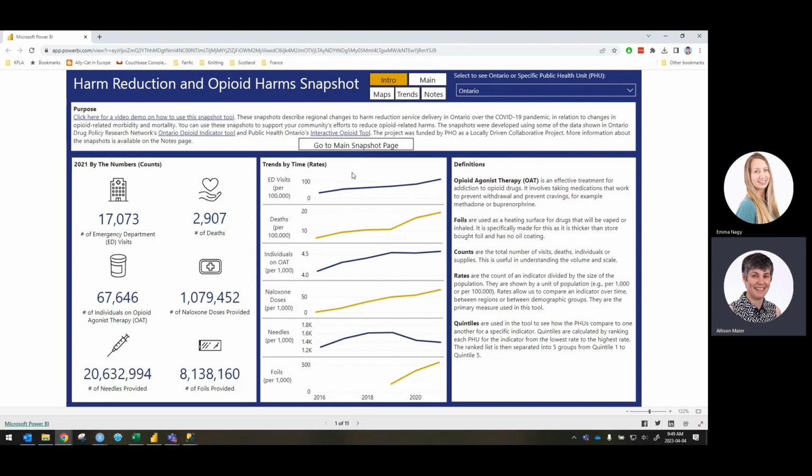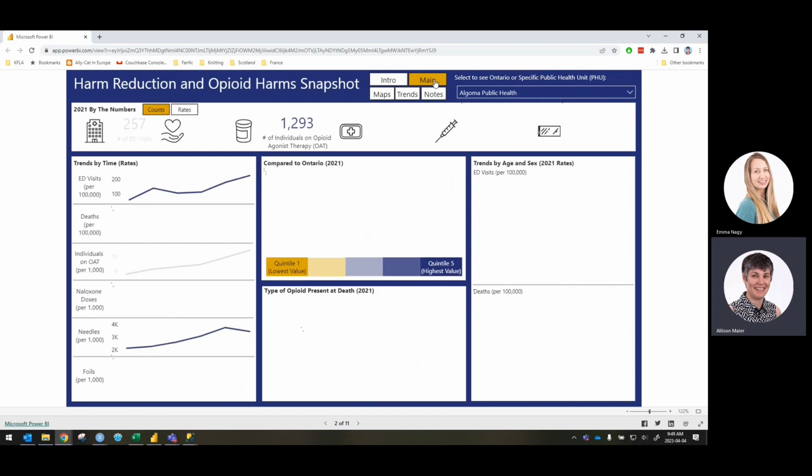We also on this main page show the trends over time, as this was the primary focus of the snapshot. So you can see there's one for each of the 6 indicators. There are also some definitions that describe terms used throughout this dashboard. However, the majority of the information is on the main snapshot page.